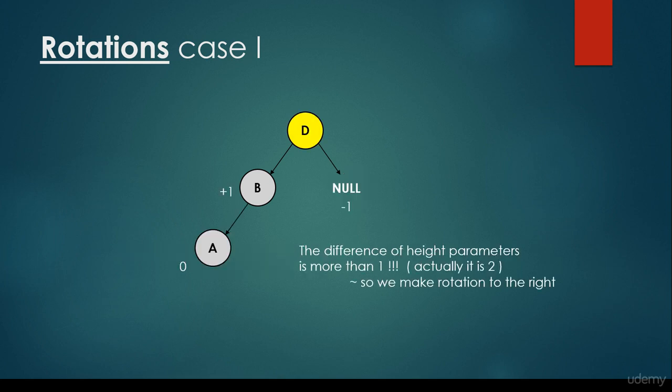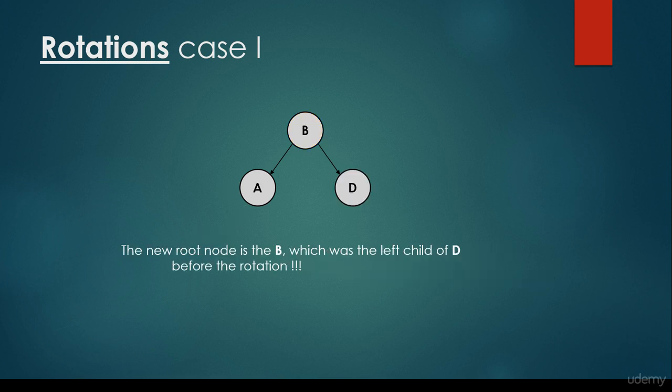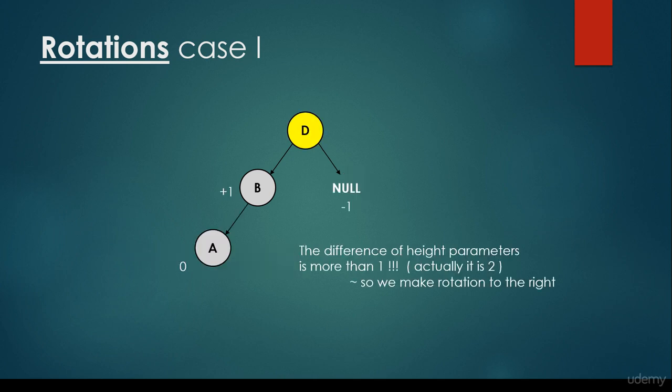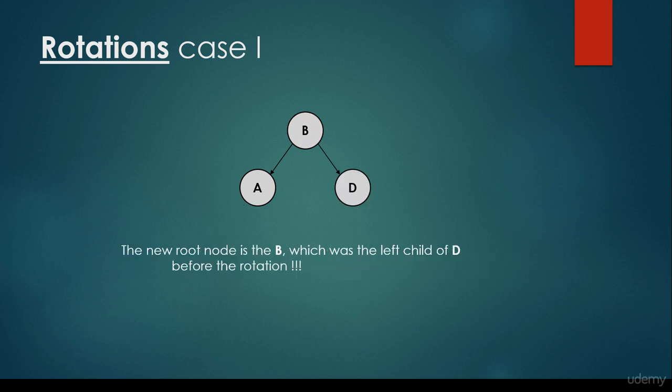As you can see, in this subtree, the root node is the D and the left child of the D is the node B. After the right rotation, the left child of the root node is going to be the new root node. So that's why the new root node is the node B. And the right child of this B is going to be the previous root node, which is the node D. So this is how we make a right rotation on the node D. Okay, so this is the case 1, the so-called doubly left heavy situation. In this case, we just have to make a single right rotation on the root node.